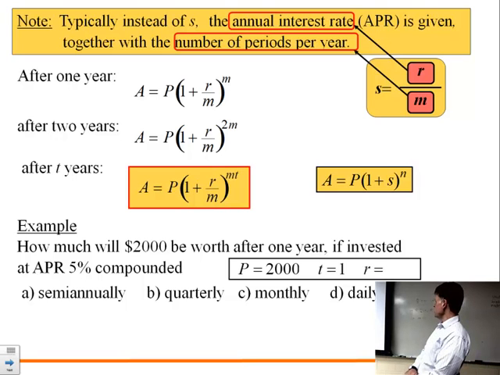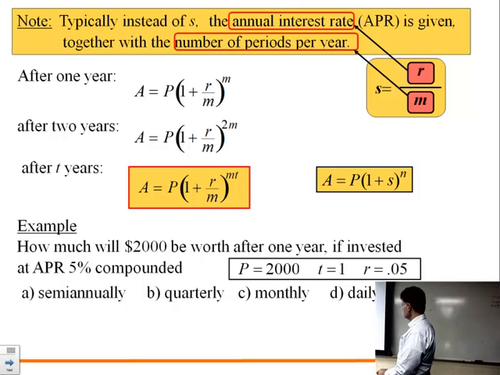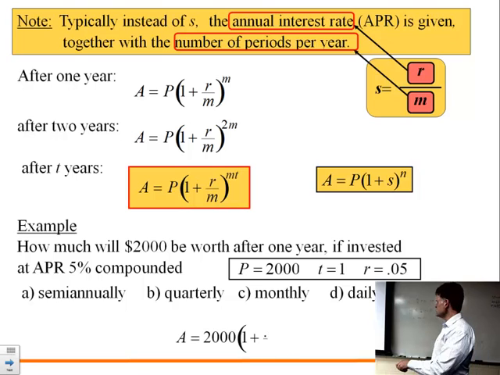Because that's 1 year. And R is the annual percentage rate. That's 5%, so that's 0.05. The only thing that's changing here is M. So if it's semi-annually, what's M? 2. Quarterly, it's going to be 4. Monthly, it's going to be what? 12. Daily, 365. Hourly, something. A lot.